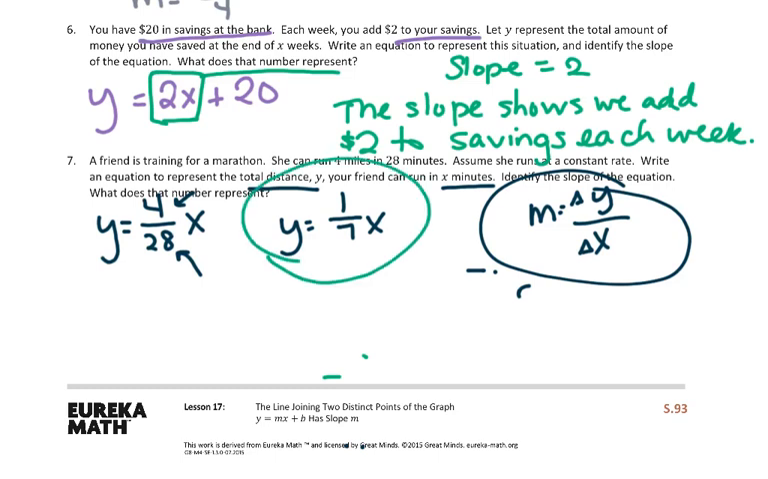So she can run 1 mile in 7 minutes, so that's what that equation tells us, and our slope could be 1/7 or 4/28. Either one would work out for that.